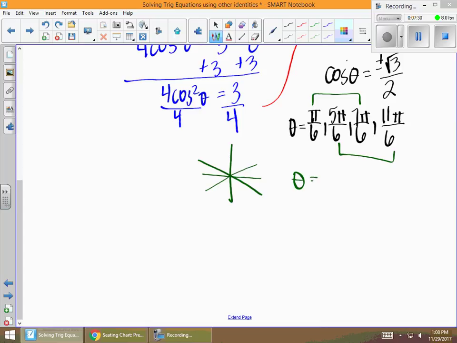So pi over 6 plus pi k takes care of pi over 6 and 7 pi over 6, and 5 pi over 6 plus pi k takes care of 5 pi over 6 and 11 pi over 6.